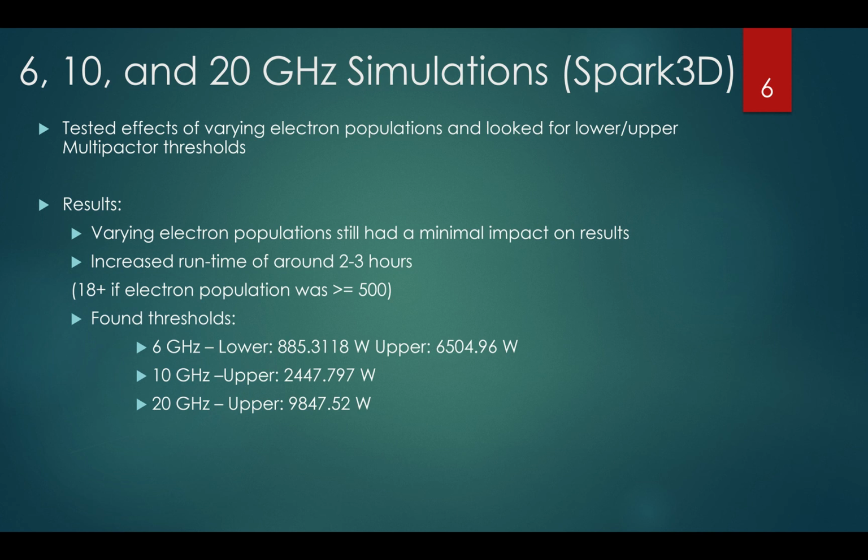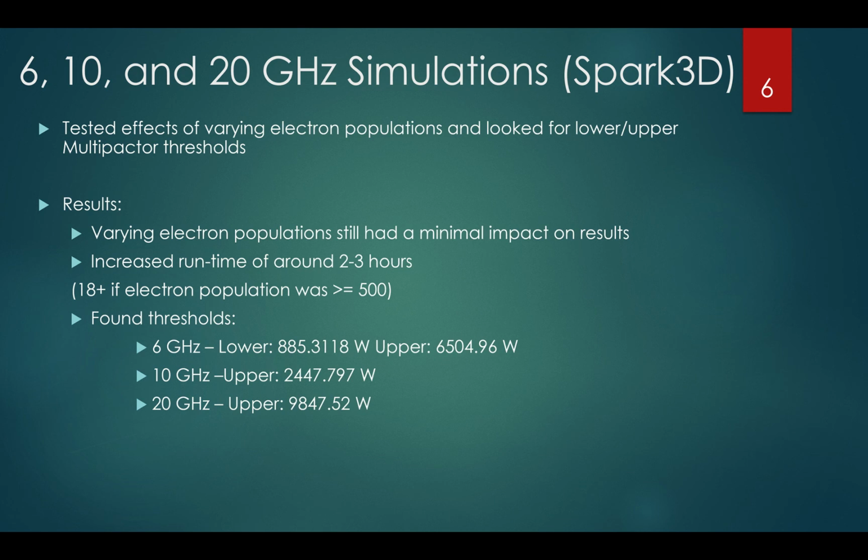In Spark 3D, I tested the effects of varying electron populations and looked for lower and upper multi-factor thresholds. The result: varying electron populations still had a minimal impact on results. I tested between 700 and 5,000 for a population, and they really didn't cause humongous changes. The biggest ones occurred for 20 gigahertz, but overall it was showing really similar results to last time.